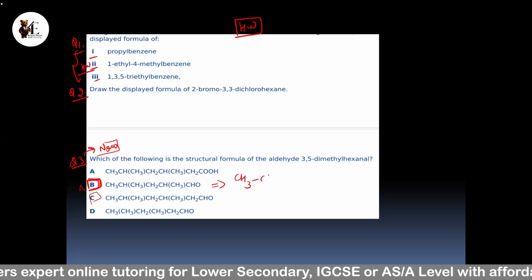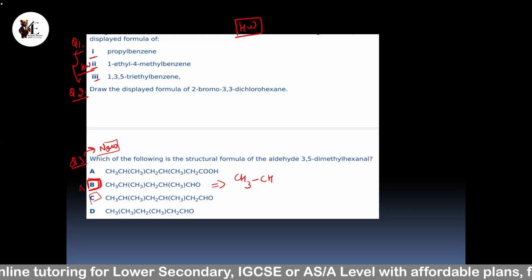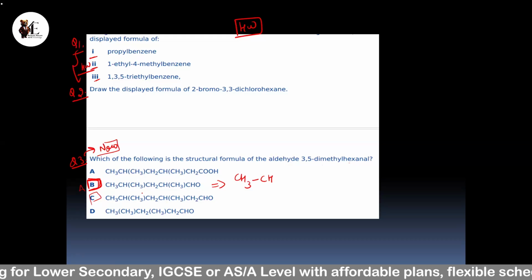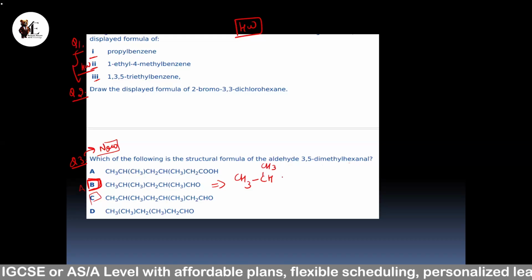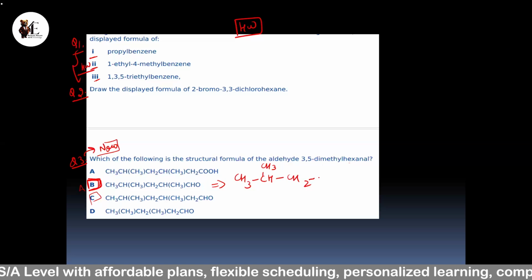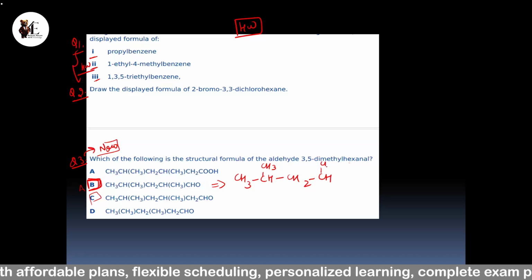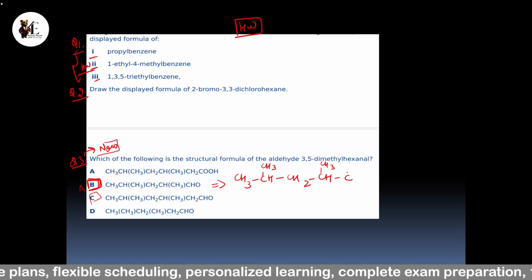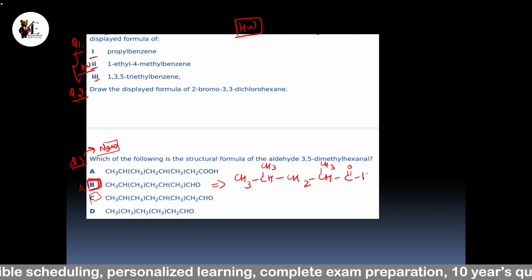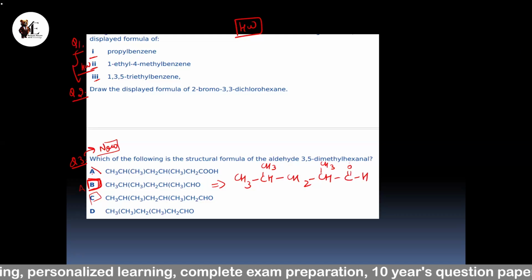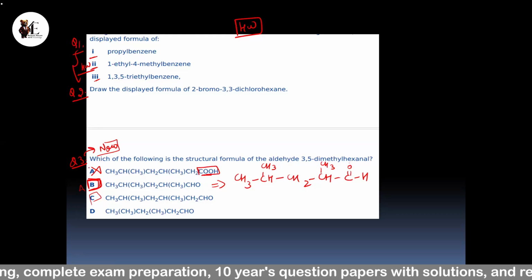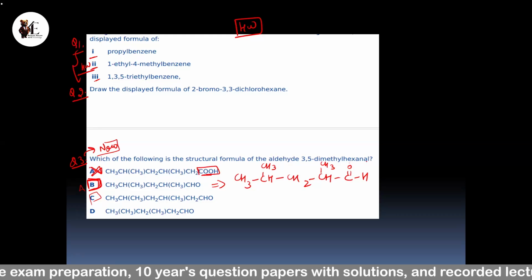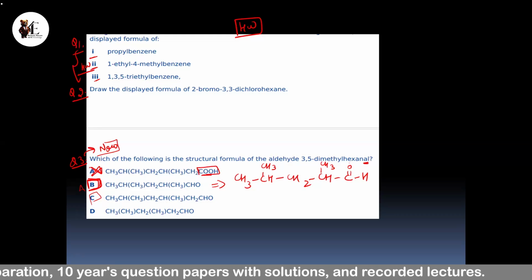CH3, CH. This bracket means that it is in the branching. Okay, bracket means that you have to make it in the branching. Then you have CH2, CH. Then again CH3 is in branching. Then CHO. CHO is made like this, C double bond O and H. So A cannot be the answer because functional group is different. It is carboxylic acid, right? A cannot be the answer because our functional group is aldehyde.